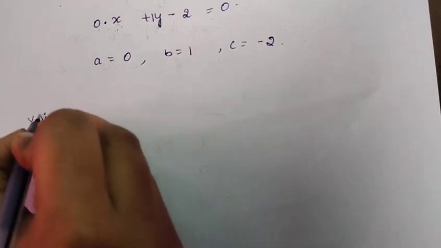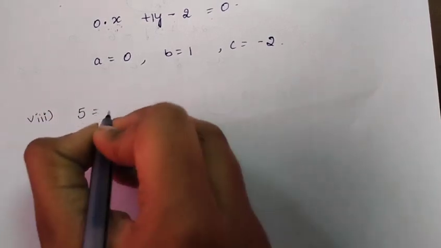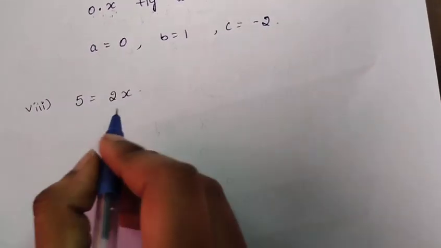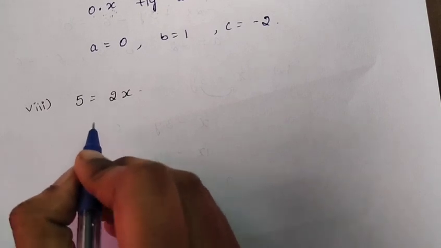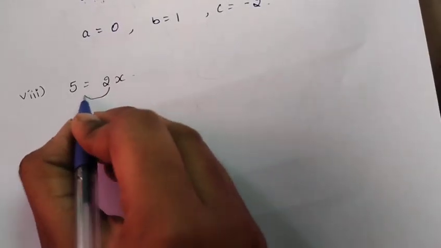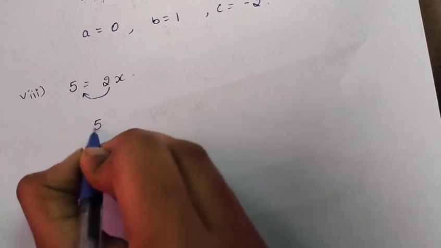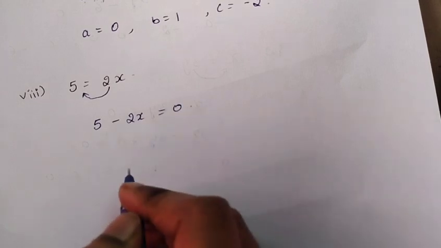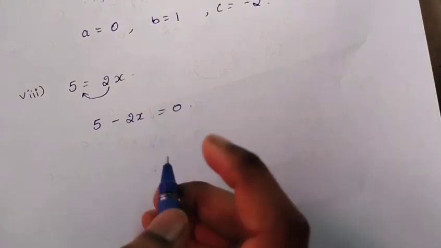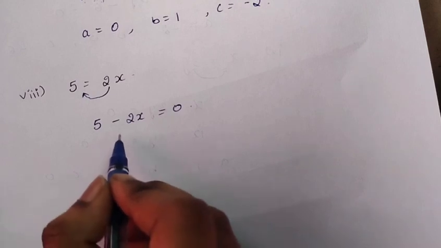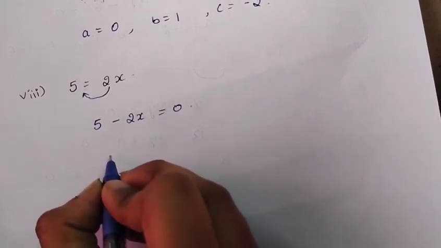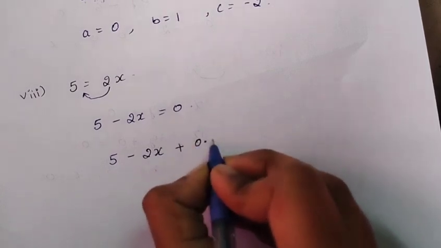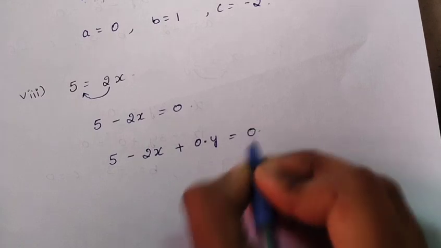The 8th question is 5 is equal to 2x. Very easy question. Just you have to transpose and insert the term y. Simple. You have to transpose 2x to left hand side. It becomes 5 minus 2x is equal to 0. But we know the standard form is ax plus by plus c is equal to 0. But here we don't have the term y. So what we will do, we will insert the term y here. That means 5 minus 2x plus 0 into y is equal to 0.